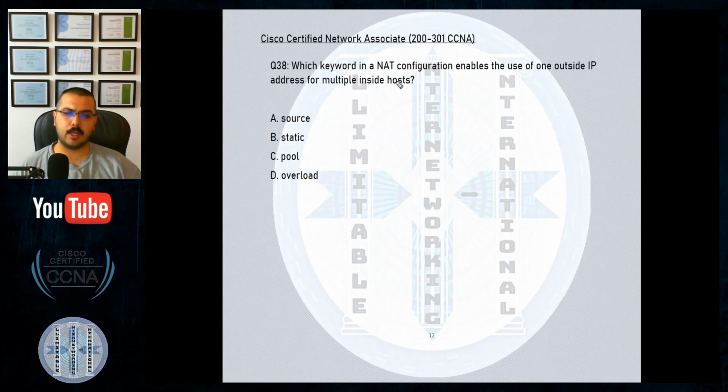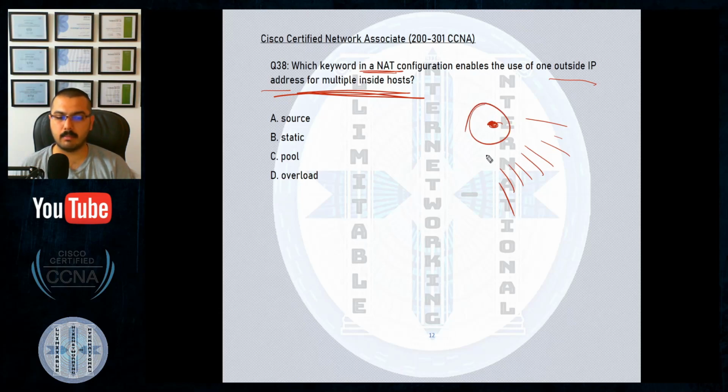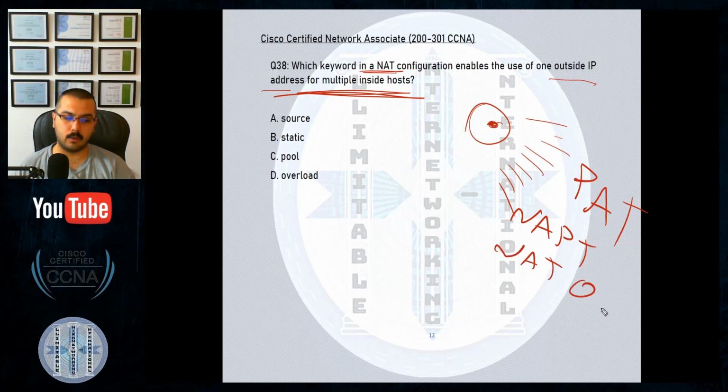Okay. 38. Which keyword in the NAT config enables the use of the outside IP address for multiple inside hosts? Yes, this has been removed from the CCNA, but I did mention that a lot of times back in chapter 4 in the NAT video. If you have one public IP address and you want a lot of multiple private addresses to make use of that one public address, then you will have to enable what's called port address translation, PAT, or network address port translation, NAPT, or it's called NAT overload.